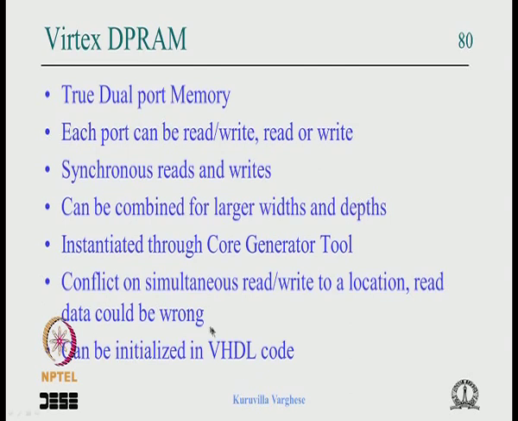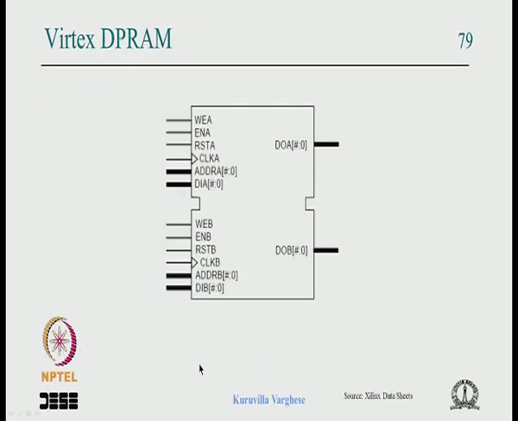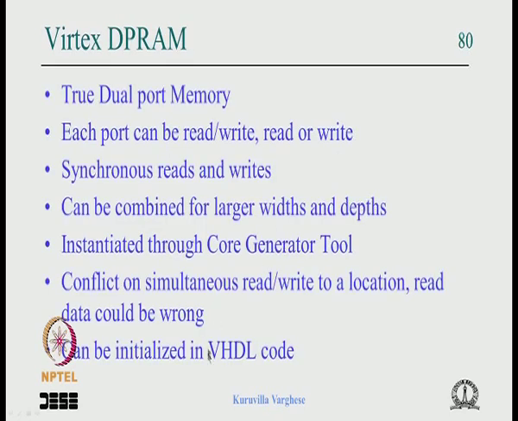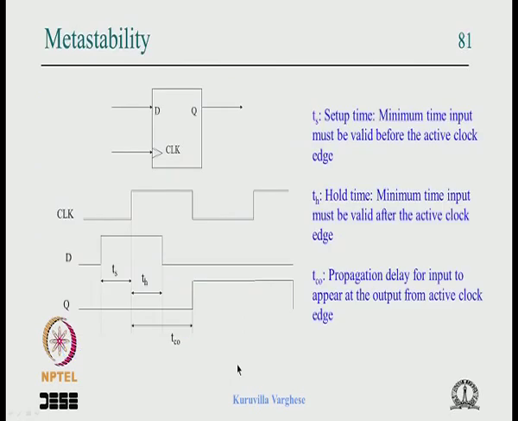And basically this memory, when you use it, you can initialize it with some data, and that initialization can be specified in the VHDL code, okay. So that is what we have seen in the last class. Maybe I have gone a little fast, so I have repeated that part. You please look at the last lecture and this lecture.